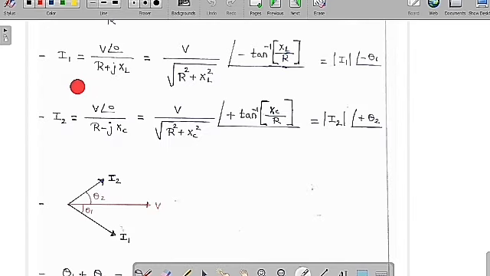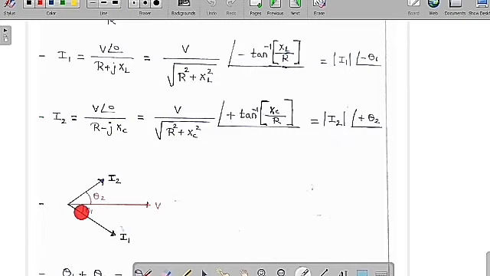If you want to know the branch current in the first branch, it is V at an angle of 0 by RL plus jXL, but RL is equal to R. So therefore V by under root of R square plus XL square at an angle of minus sin inverse XL by R. I am going to assume this is the magnitude of the current I1 at an angle of minus theta 1. Whereas the current in branch 2 is equal to V at an angle of 0 by R minus jXC. If you convert it into polar format, it is V by under root of R square plus XC square at an angle of plus sin inverse of XC by R. So this is the magnitude of the current I2 at an angle of plus theta 2.